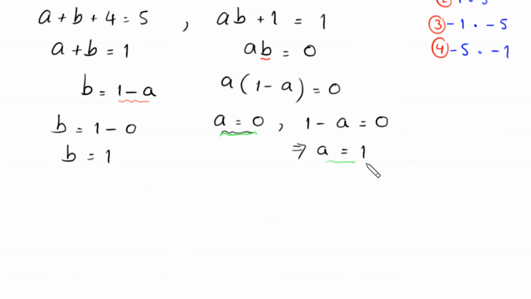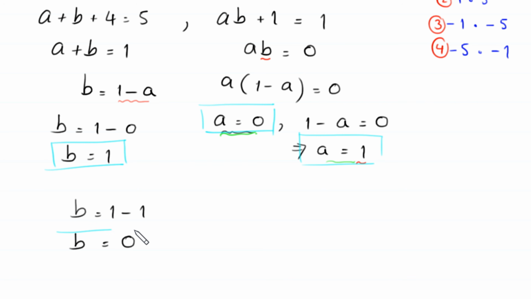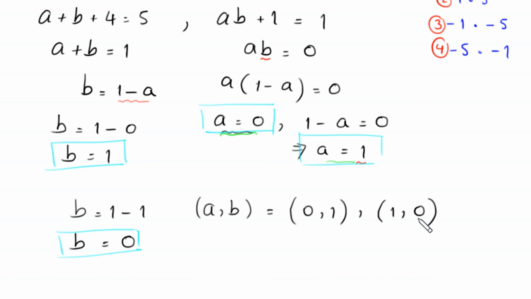And when a is equal to 1, then b will be equal to 1 minus 1, and b will be equal to 0. So when a is equal to 0, then b is equal to 1, and when a is equal to 1, then b is equal to 0. It means we get two pairs from this case, a comma b is equal to 0 comma 1 and 1 comma 0.